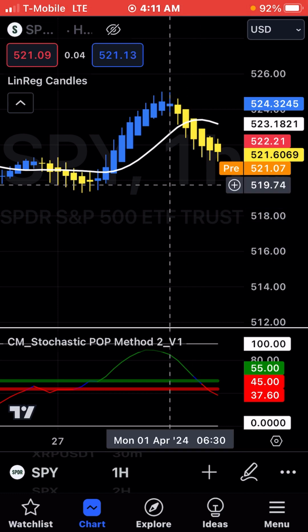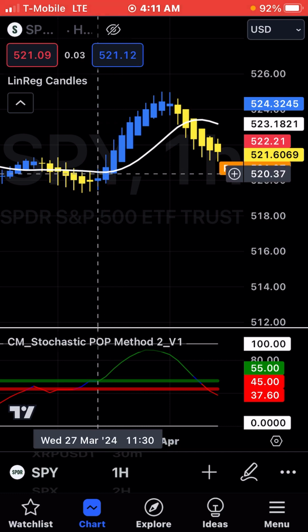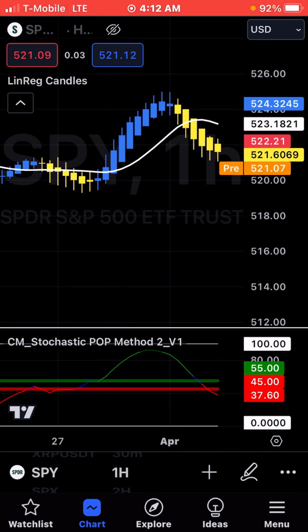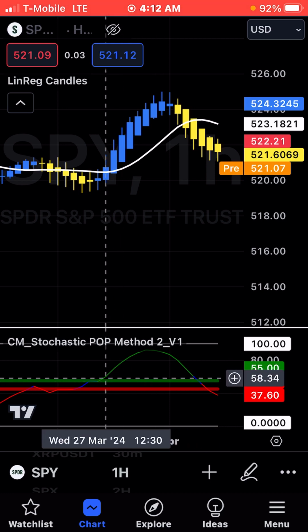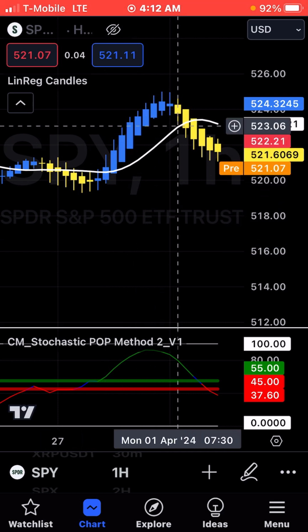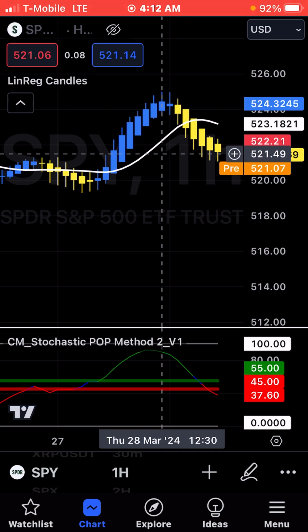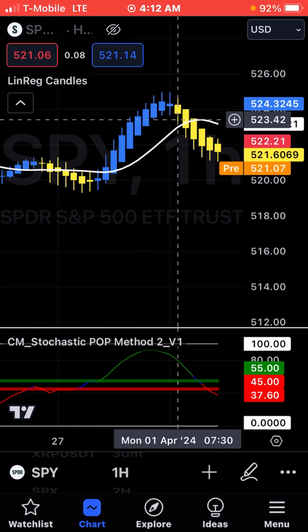So what you want to focus on is whenever you see that green line going up, and your exit point is when the candles start touching the linear line. So that's basically your enter point. Your enter point is when it's crossing up on the CM Stochastic. Your exit point is when it's touching the linear line. So you enter with the CM Stochastic and you exit with the linear line.